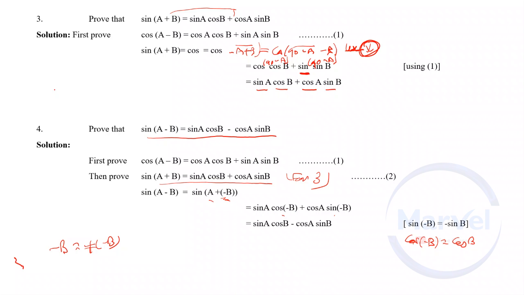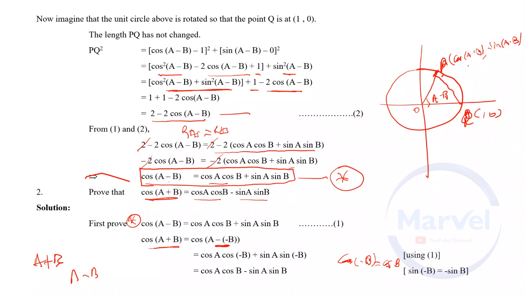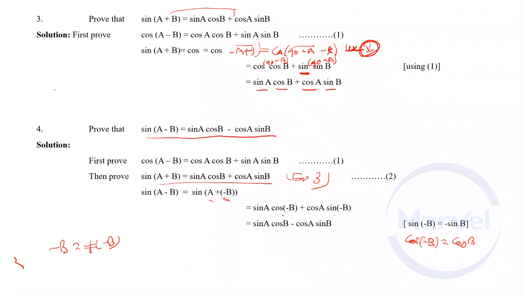First formula, cos A minus B equal to cos A cos B plus sin A sin B. Second formula, cos A plus B equal to cos A cos B minus sin A sin B. And third formula, sin A plus B equal to sin A cos B plus cos A sin B. And fourth formula, sin A minus B equal to sin A cos B minus cos A sin B.